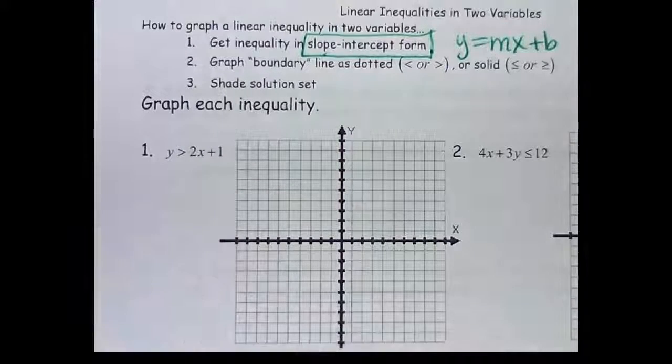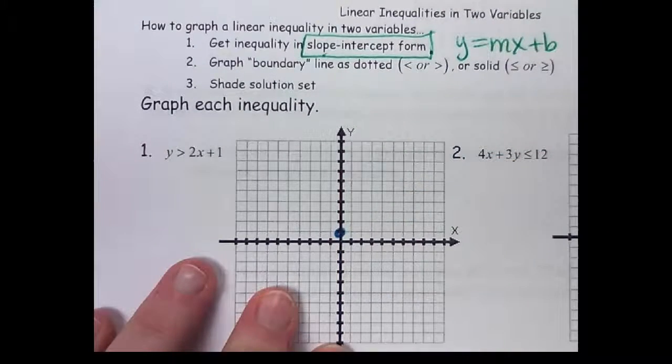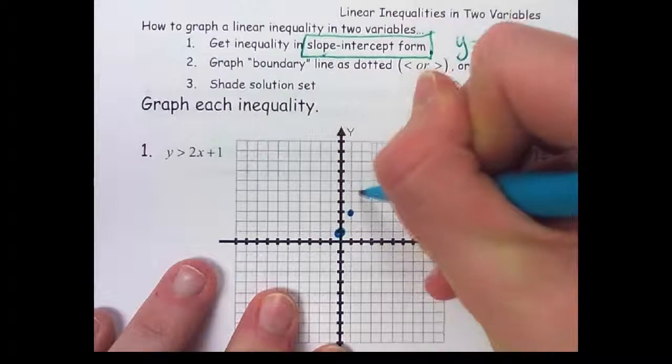Where do I start on my coordinate plane? Positive 1. So positive 1 on the y-axis. And what's my slope? 2 over 1. So up 2 over 1. Up 2 over 1.